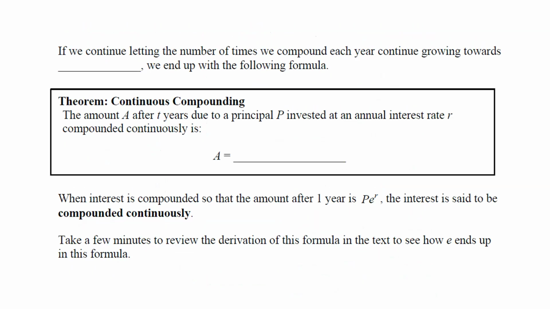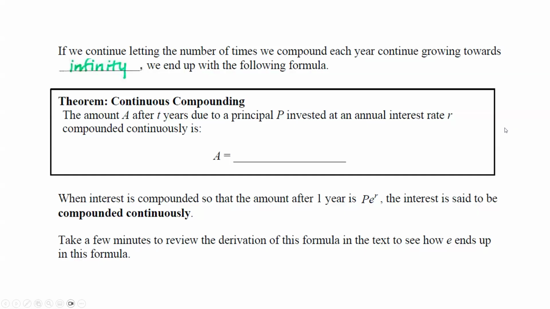Okay. So if we continue letting the number of times we compound each year continue growing towards infinity, we'll end up with the following formula. So what does this mean? Instead of compounding every day or every hour, imagine compounding every second or every millisecond, continuously. So mathematically, this is the limit as N approaches infinity.